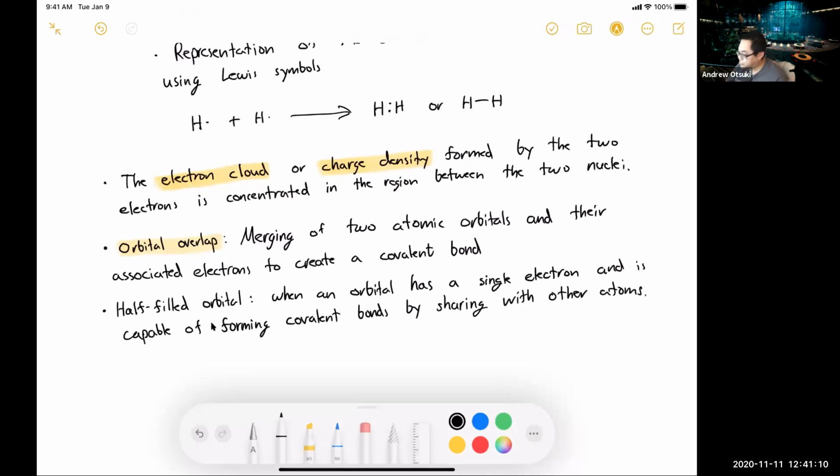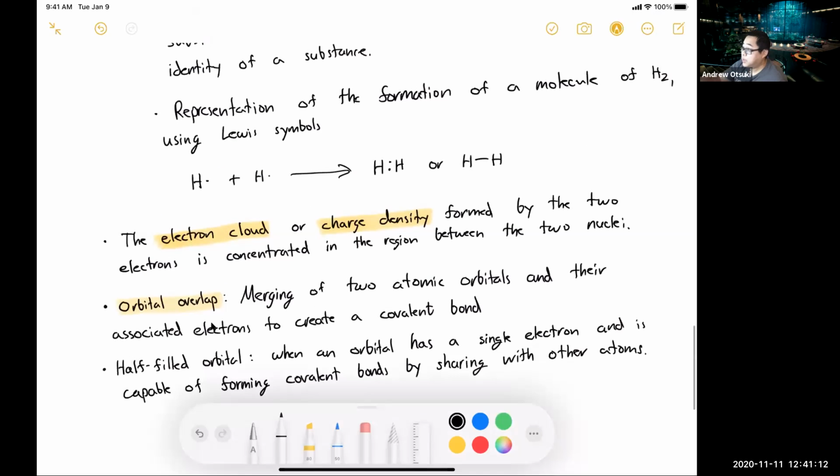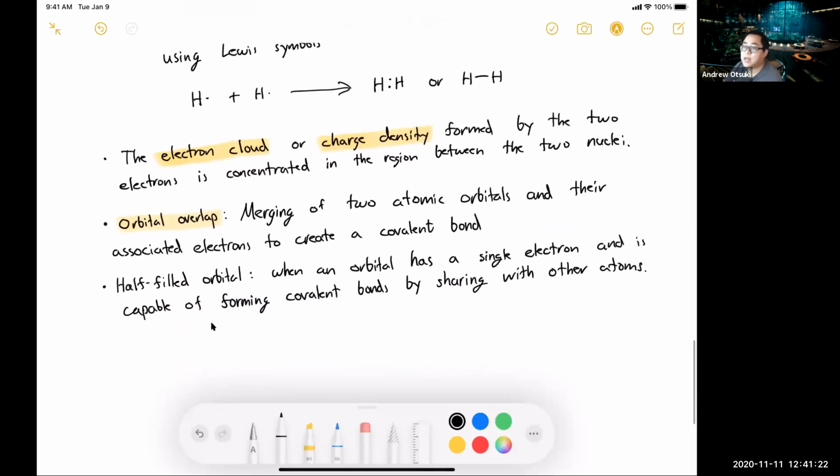Just like in the hydrogen example up here, they have half-filled orbitals. So the 1s is half-filled. So they can combine with each other by sharing those electrons to form a covalent bond on the right there. Okay, so that is covalent bonds.